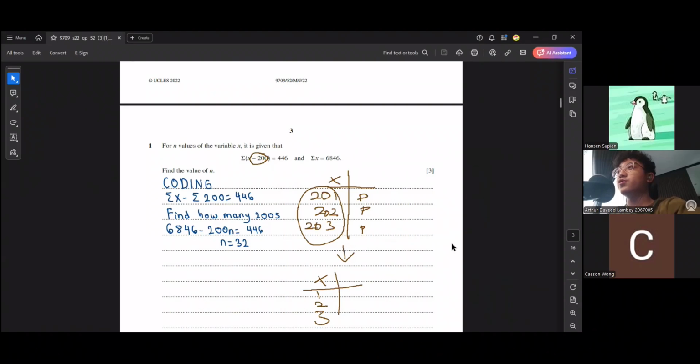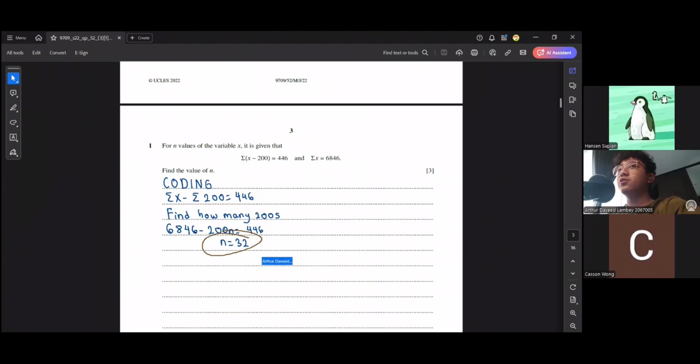Sorry, this is supposed to be the frequency. It means that the sum of the x minus the sum of the 200, so how many 200s equals 446. So we're supposed to find how many 200s are used in order to subtract all the x's. There are n amount of x, so there's also n amount of 200. So 6,846 minus 200n equals 446. If we calculate that, we will get n equals 32.